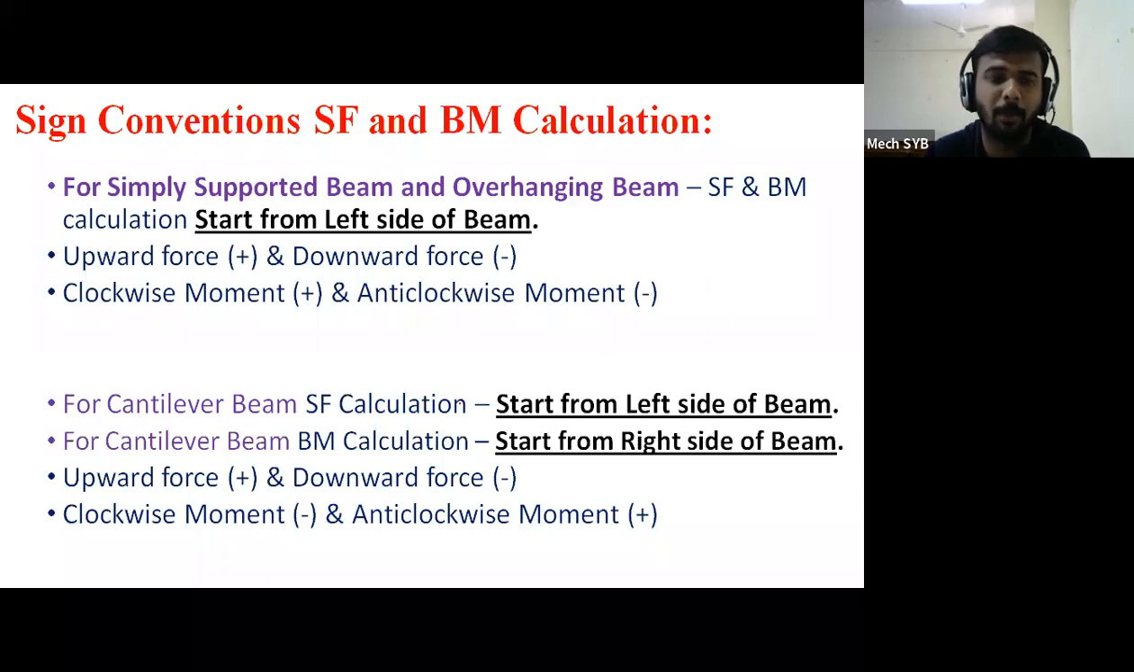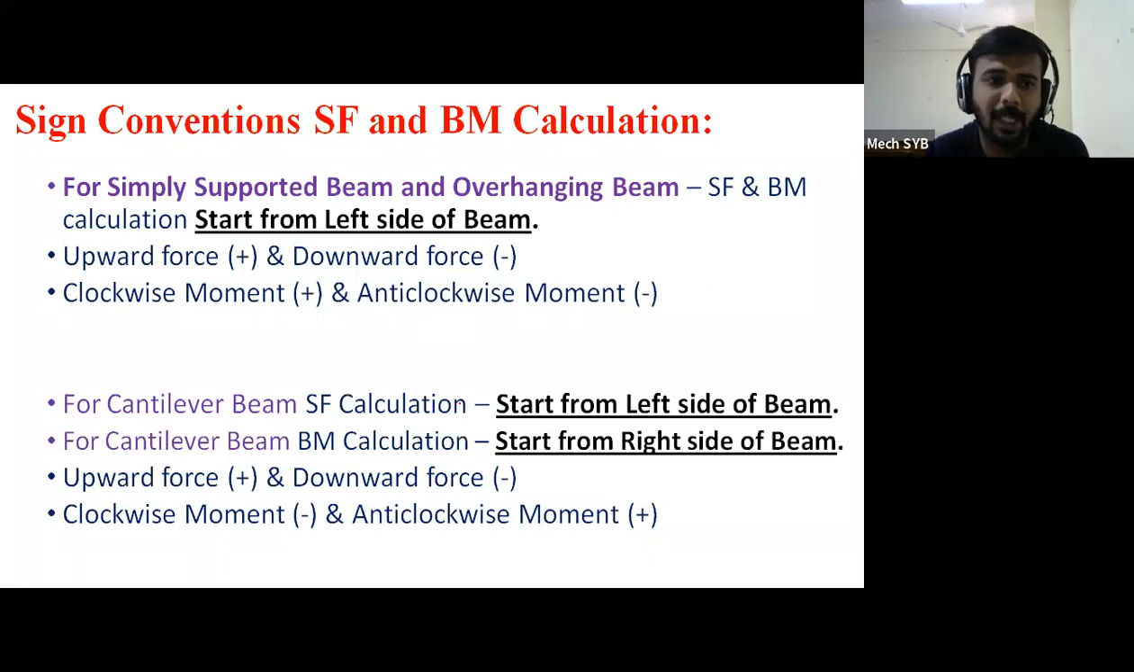मग त्याच्यामध्ये सिम्पली सपोर्टेडचे 2-3 प्रॉब्लेम असतील, ओव्हरहँगिंगचे 2-3 प्रॉब्लेम असतील आणि कॅन्टिलिव्हरचे 2-3 प्रॉब्लेम असतील. Through these 2 to 3 problems, all your concepts will get clear. So those numericals we will take. So we are having the simply supported and the overhanging beam and then cantilever beam.